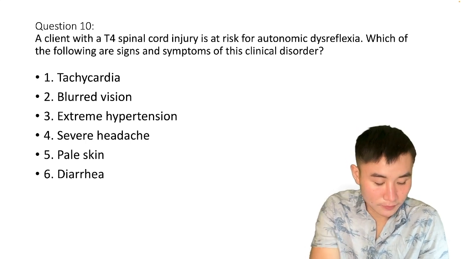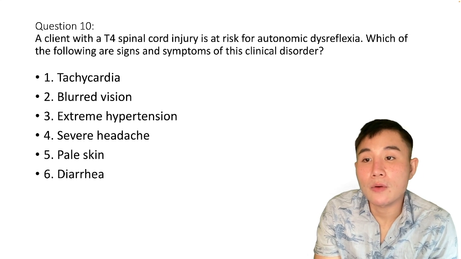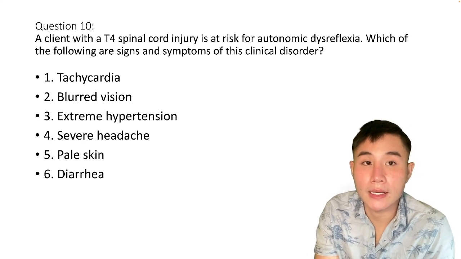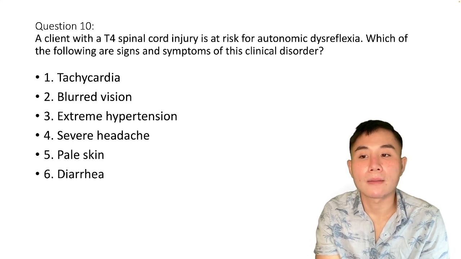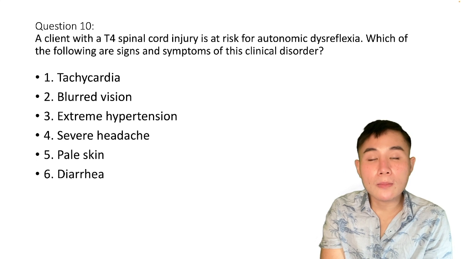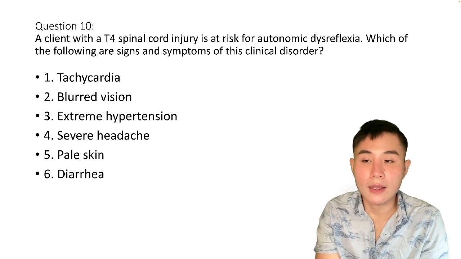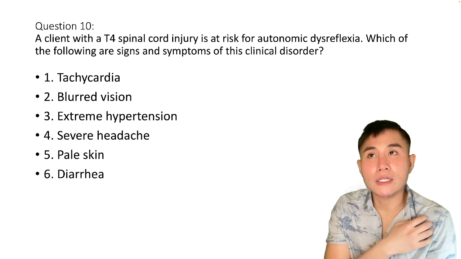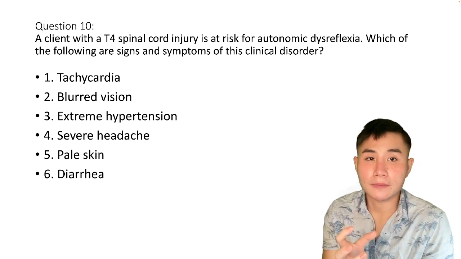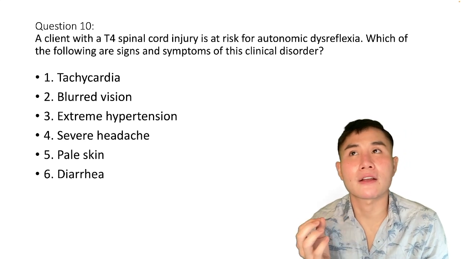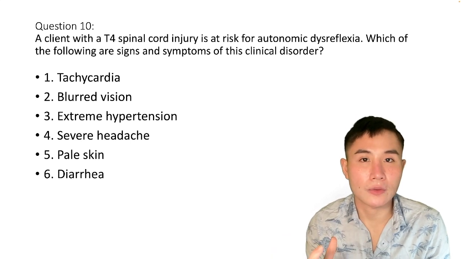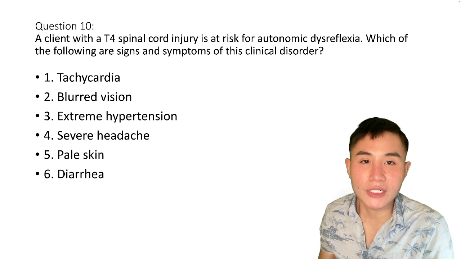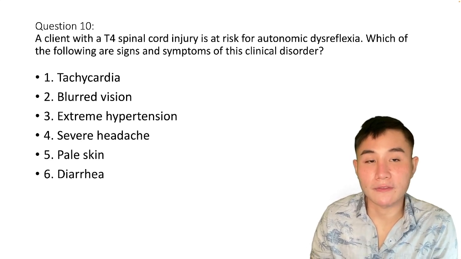I'm gonna pause. Okay, so number 1, tachycardia. Yes, this is a sign of autonomic dysreflexia. Number 2, blurred vision. I'm not sure. I don't think so. Number 3, extreme hypertension. Yes, this is a hallmark sign of autonomic dysreflexia. Autonomic dysreflexia is usually caused by bladder distension, or it can be caused by fecal impaction, or very tight jeans can also cause autonomic dysreflexia as well.